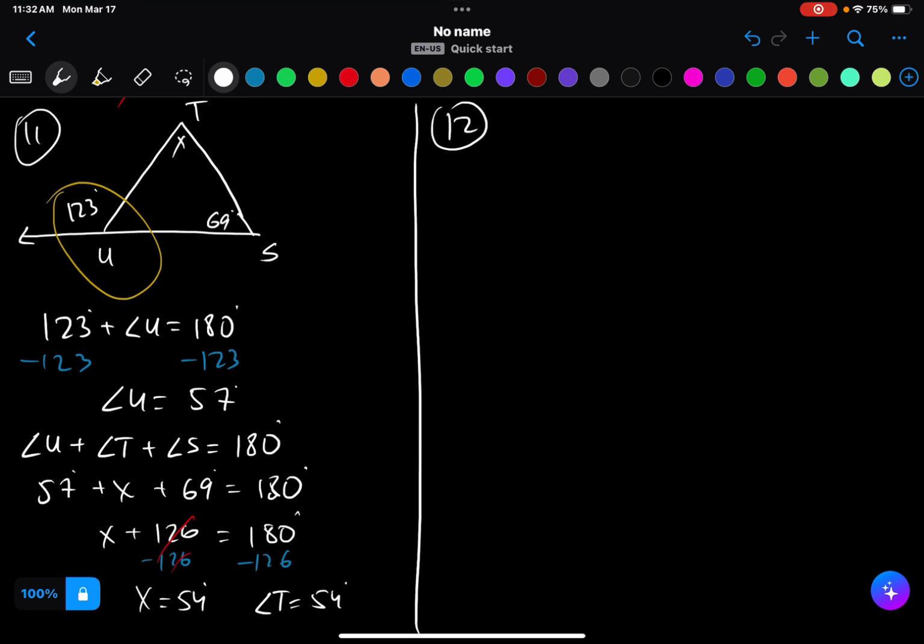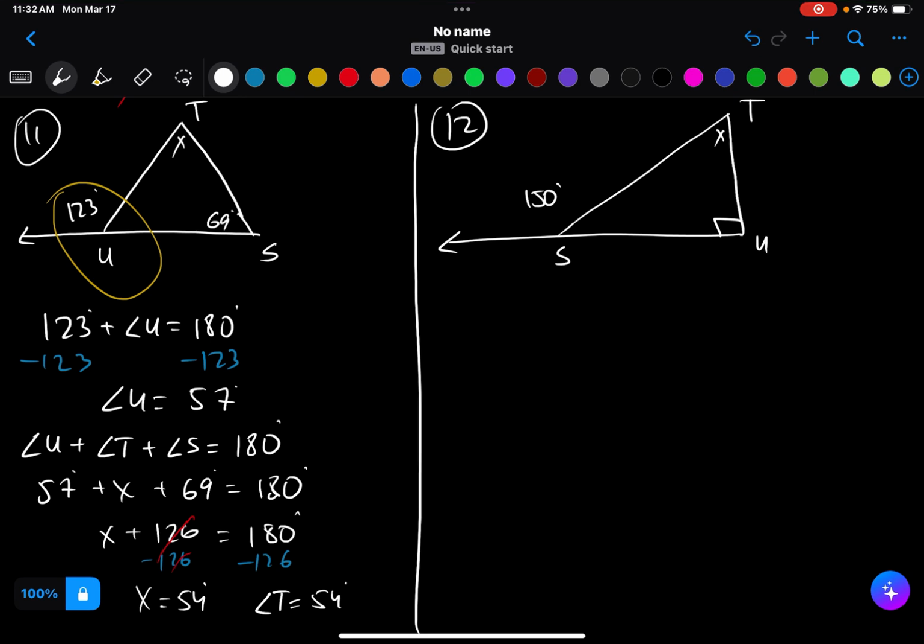So for angle 12, you have yourselves a triangle that looks like this. It's a right triangle, denoted by this right angle here. And they're telling us this exterior angle is 150 degrees. Angle S is not known. Angle T is our missing angle.